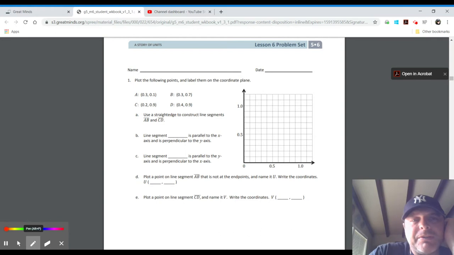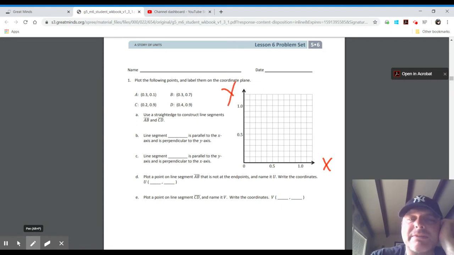Okay, I'm going to use red because it's easier to see. All right. So we got plot the following points and label them on the coordinate plane. Remember, this is our x and this is our y numbers, and x goes first. So bottom number first. So let's look at 0.3.